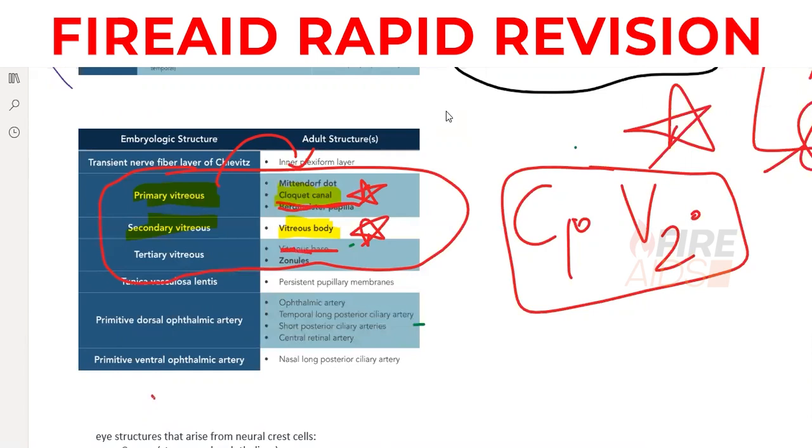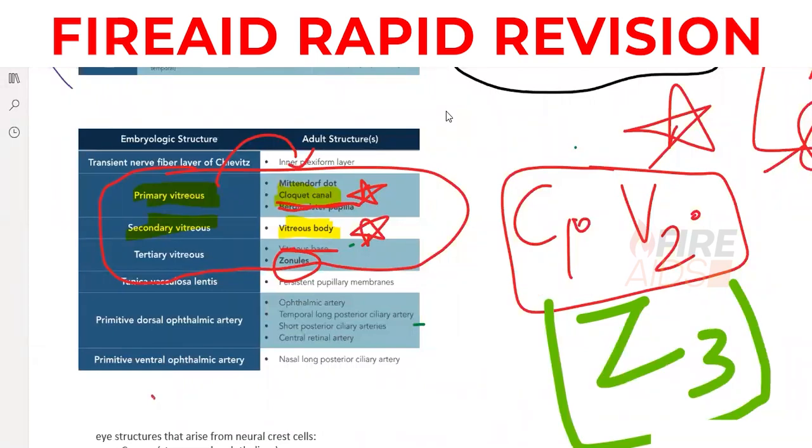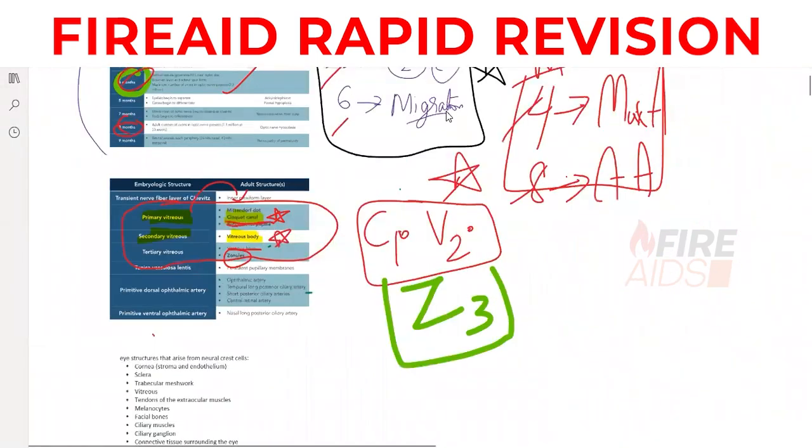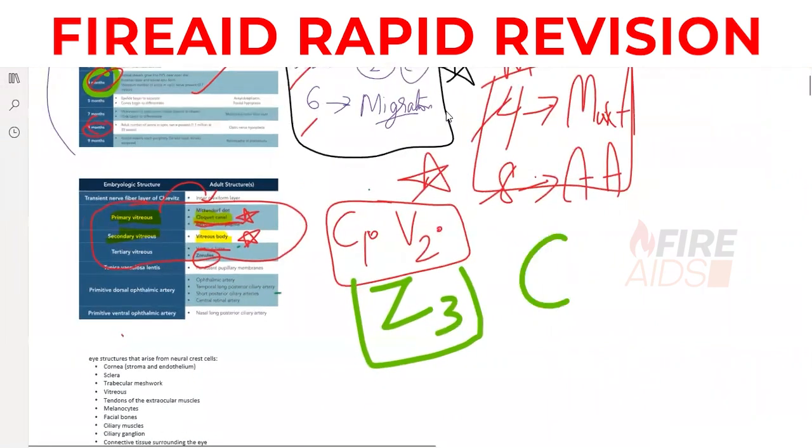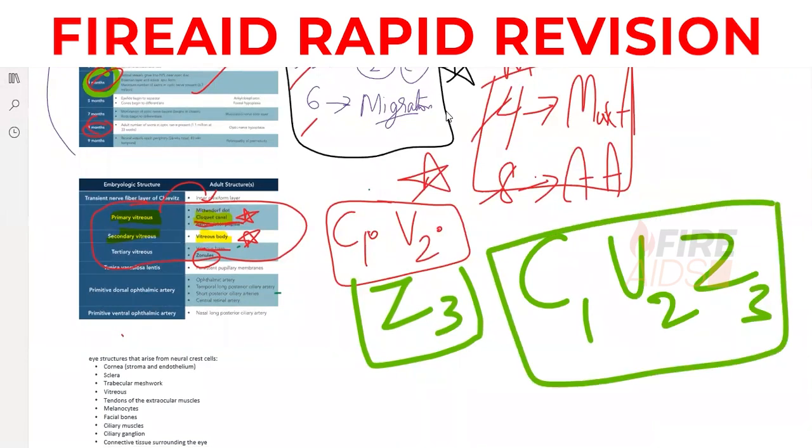Zonule is important. Zonule is tertiary, which is 3. So C1, V2, Z3. Cloquet canal is primary. Vitreous body is secondary. Zonule is tertiary. So C1, V2, Z3.